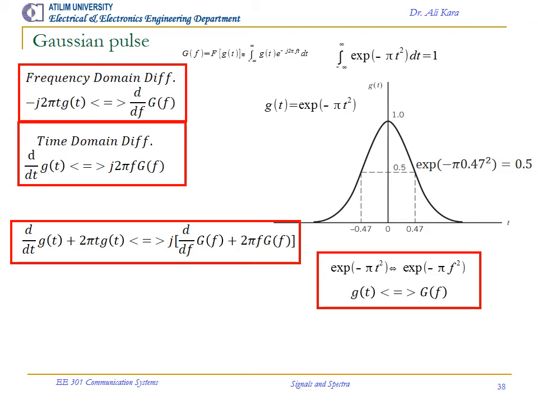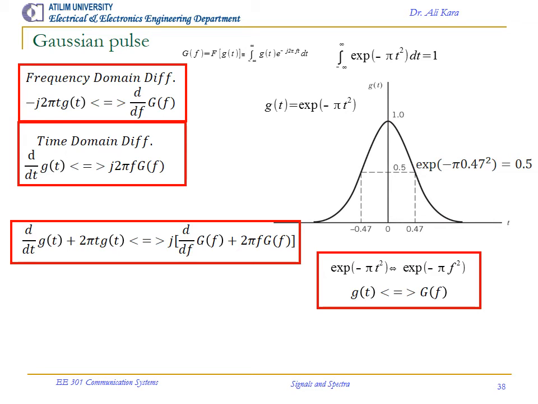with respect to f. If we multiply this above equation by j and add the Fourier transform pair of the derivative of g of t, we get the following Fourier transform pair: derivative of g of t plus 2 pi t times g of t, and j times, in parentheses, derivative of capital G of f plus 2 pi f times capital G of f.